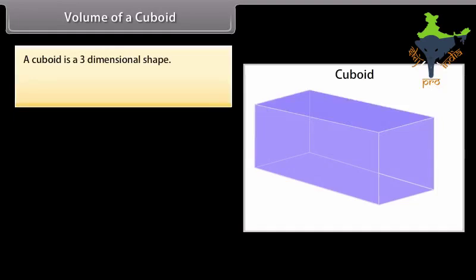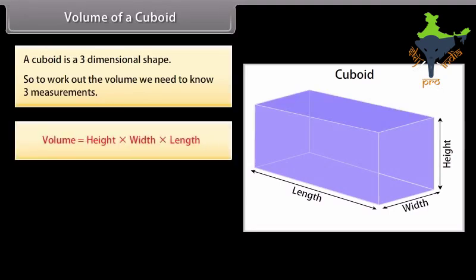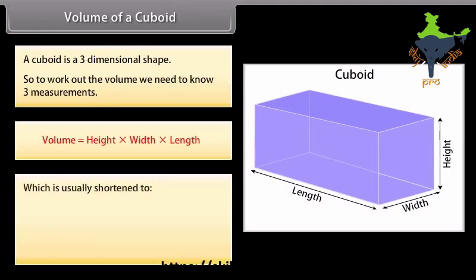Volume of a cuboid. A cuboid is a three-dimensional shape. So, to work out the volume, we need to know three measurements. Look at this shape. There are three different measurements: height, width, length. The volume is found using the formula, height into width into length, which is usually shortened to V equals H into W into L, or more simply, V equals LWH.